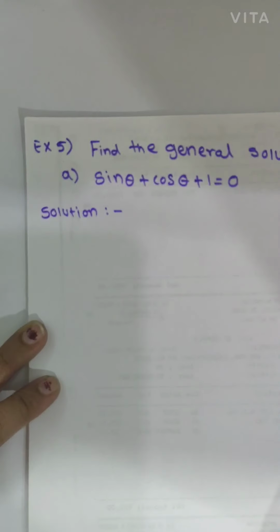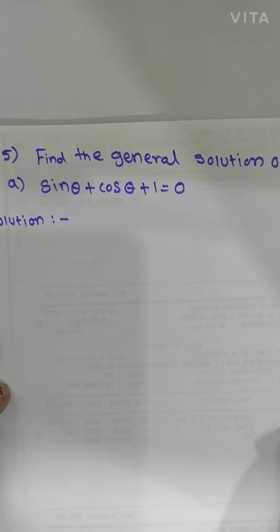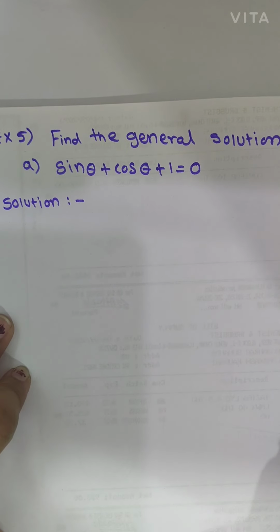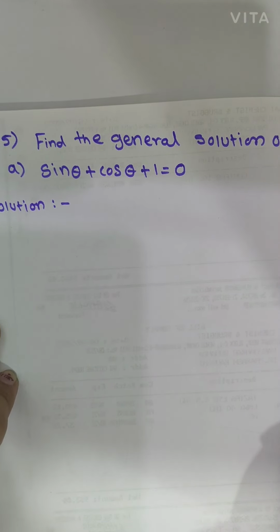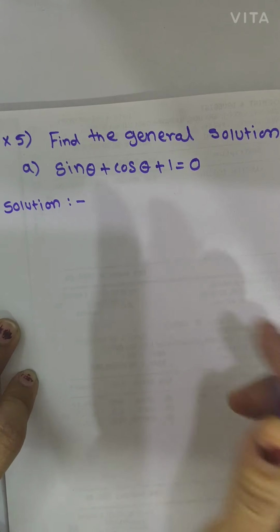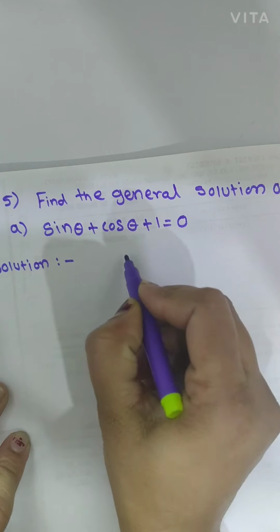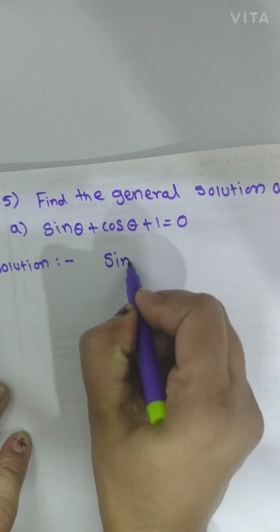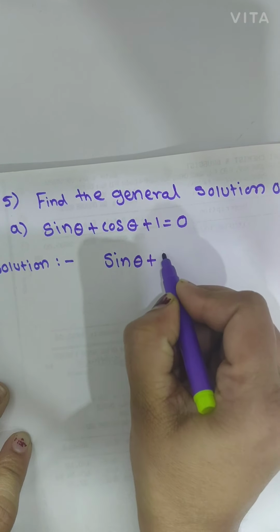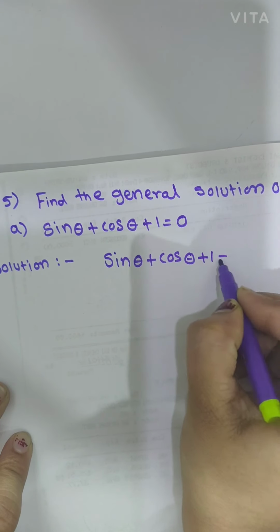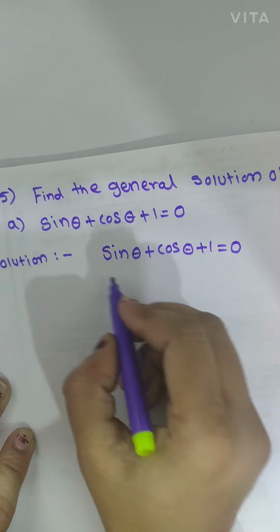Now let us see, this is our example number 5. Find the general solution of sin theta plus cos theta plus 1 equal 0. Write down the given thing: sin theta plus cos theta plus 1 equals 0. Okay, now what to do next?